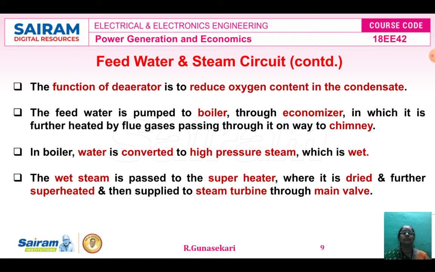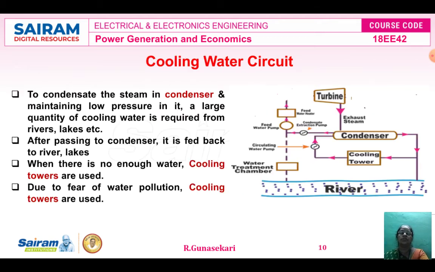That steam contains moisture. This wet steam is passed to the superheater. It should be superheated and dried. Further, it is supplied to the steam turbine through the main valve. Okay, so this is the function of the feed water and steam circuit.